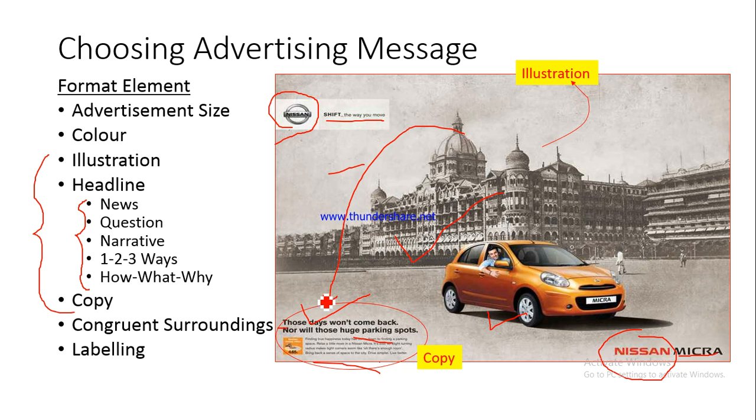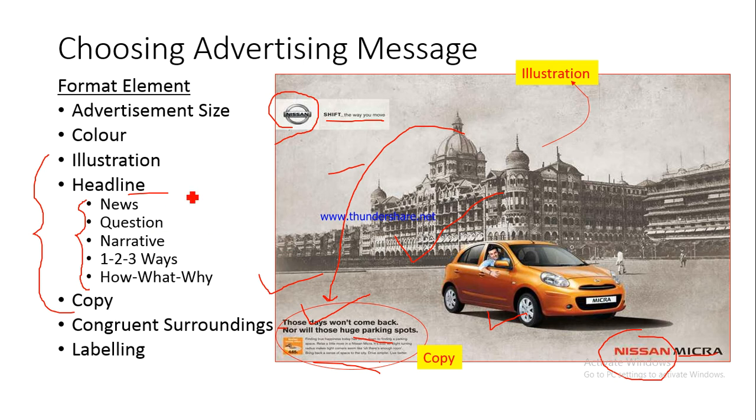Okay, before moving on to the next aspect, which would be the headlines, wherein we'll be discussing the different types of headlines, I would want you to find out what is the meaning of this particular ad. Those days won't come back. Just by looking at the headline, you would be able to understand what it means. Those days won't come back, and nor will those huge parking spots. And just by looking at this headline, you can also understand what is the positioning that has been adopted by Nissan Micra, what is their unique selling proposition, who all are its target audience. So you would be able to find all this out just by looking at the illustration and looking at the headline. So this is the task for you, and this is the assignment that you have to submit within 24 hours of this lecture getting released, right?